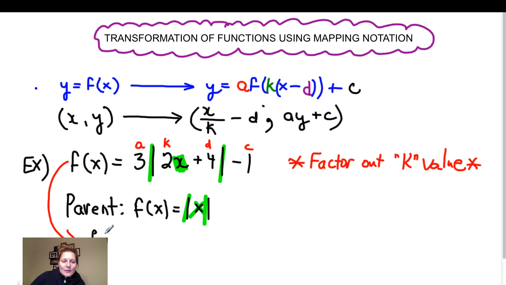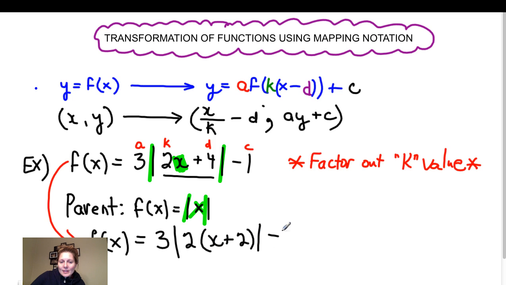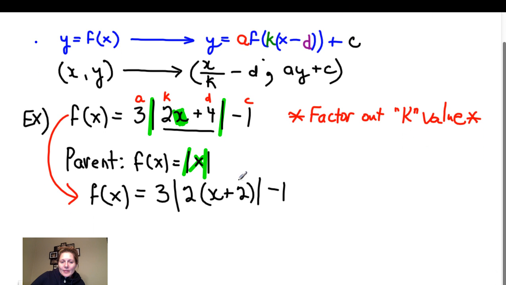So our function with the factored out K value is going to still be 3, absolute value sign, factor the K value out of this part of the function in here, and you're going to be left with x plus 2. Absolute value sign minus 1. And notice the difference in the D value. So what looks like it was going to move 4 to the left is actually saying it's only going to move 2 to the left. Okay, let's talk about these transformations we have going on.